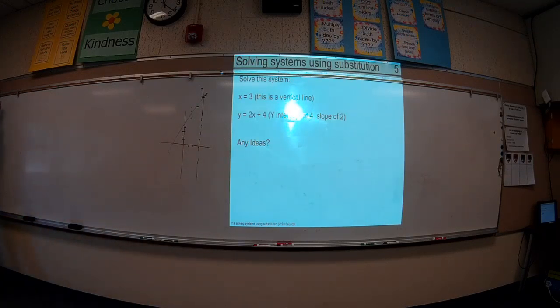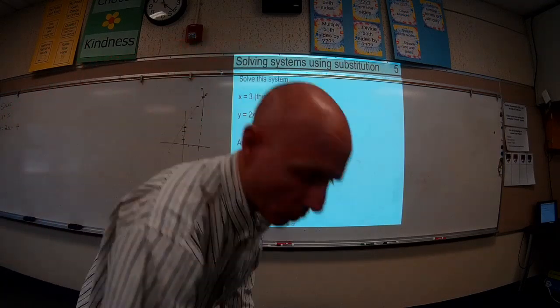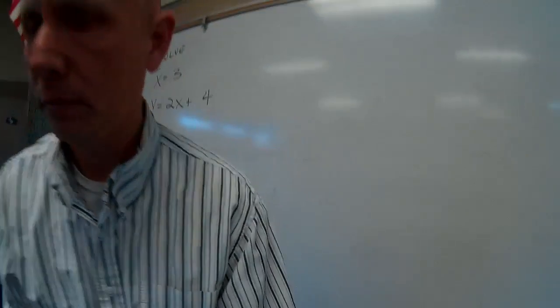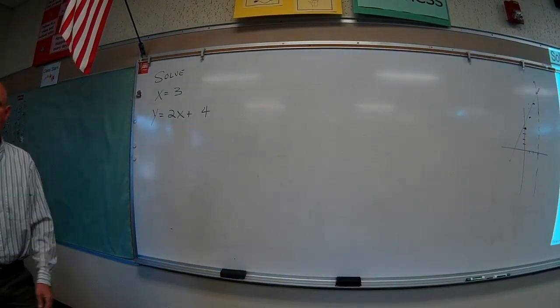We're going to solve this system. x equals 3, y equals 2x plus 4. We're about to solve that system without graphing it. We're going to find out where those lines cross. Okay. Any ideas?